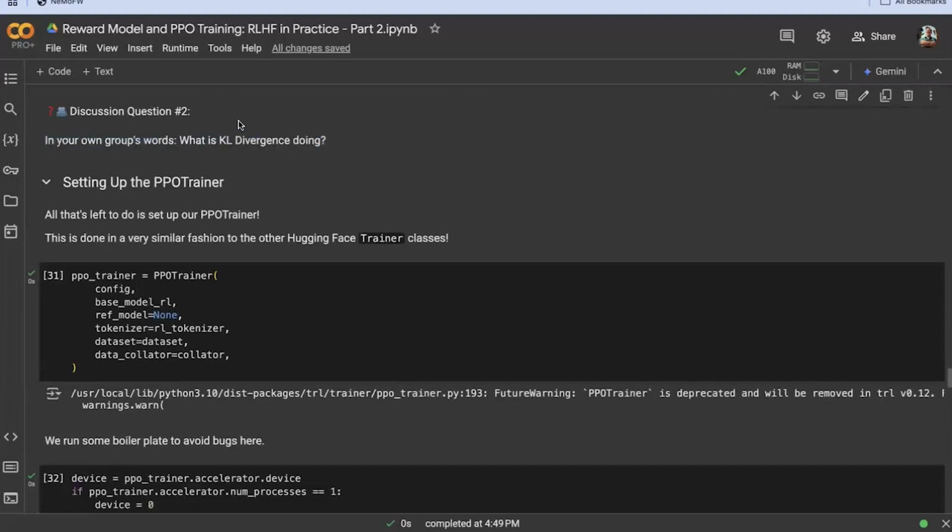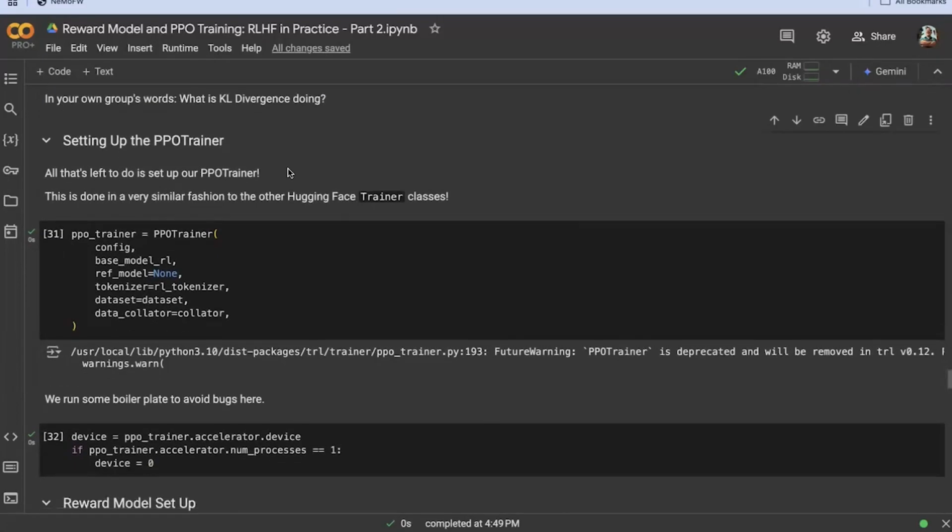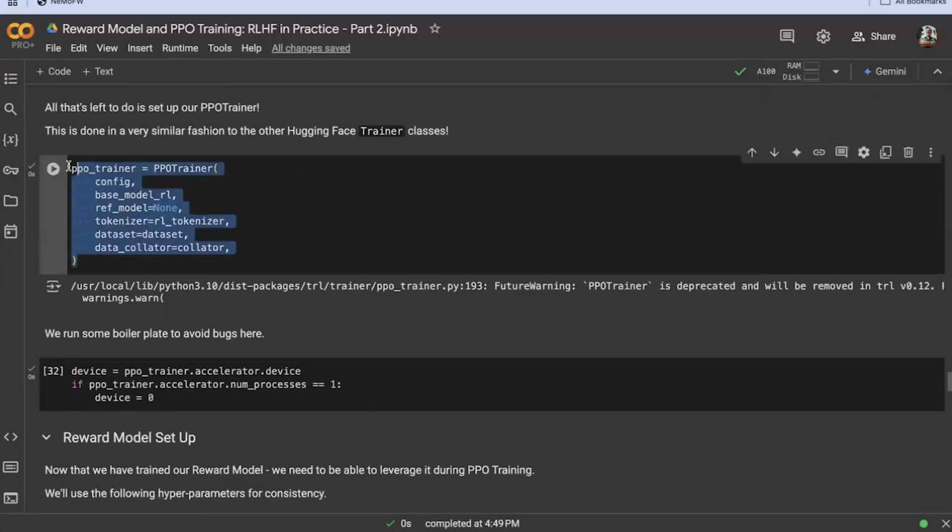And so there's a discussion we can talk about, right? What is KL divergence doing in this case? It's probably worth having this discussion once you've kicked off the PPO training, as it does take a little while. And then finally, we have our PPO trainer, which just does the thing.